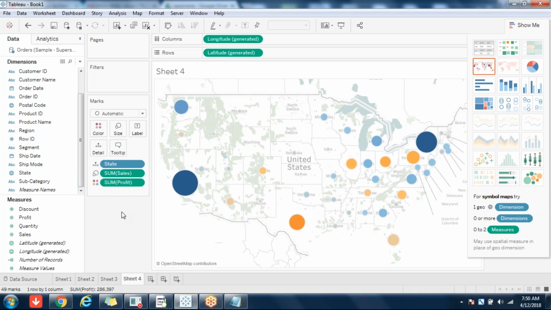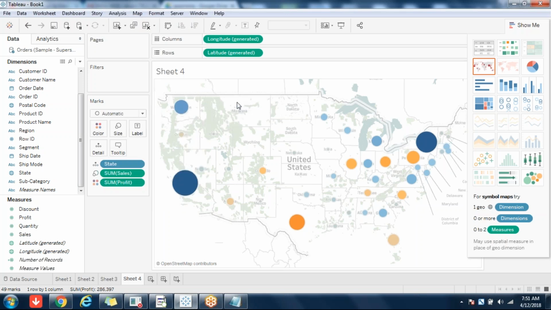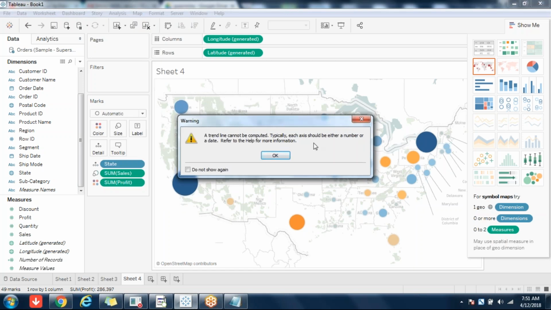But if at all you want an axis, and desperately put sales here or something, no problem, then you will get it, but that doesn't make any sense. Coming to trend line and forecasting, not at all possible because the axis itself is not there. So from where will you get it? Even if you see here, it is totally deactivated. Even if you click here, trend line cannot be computed.